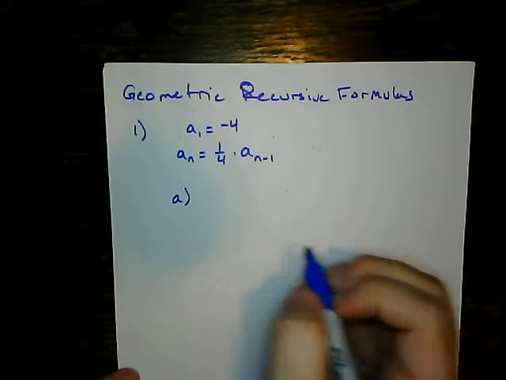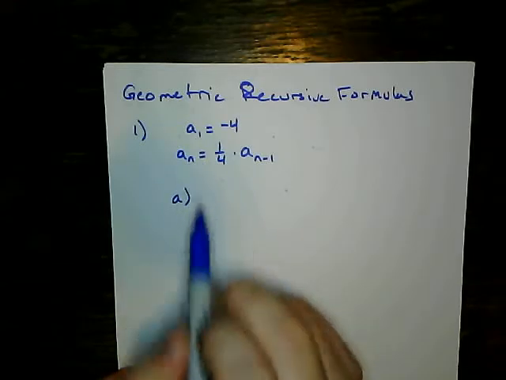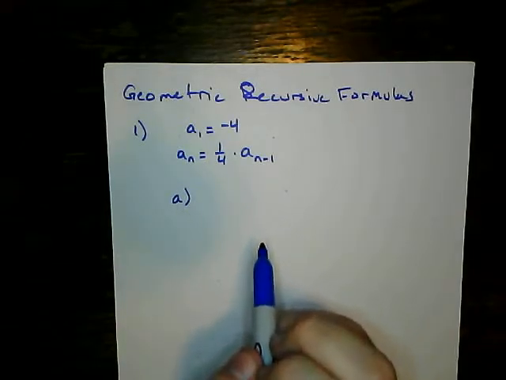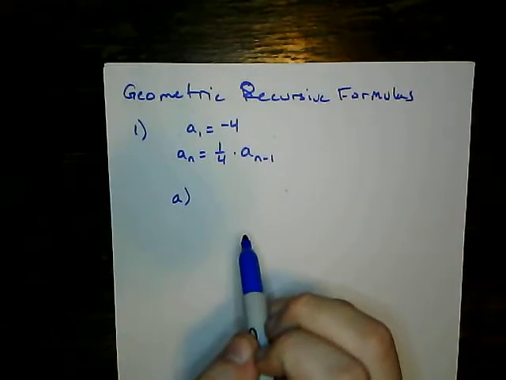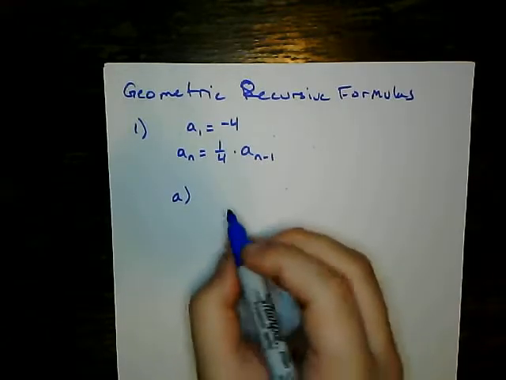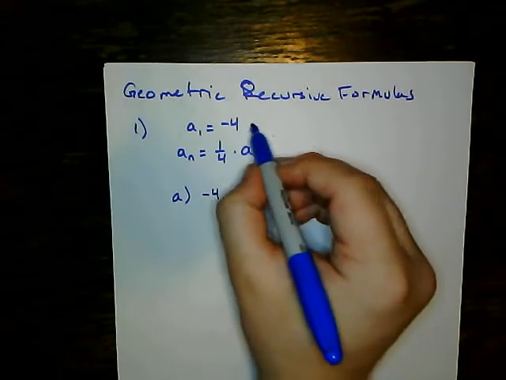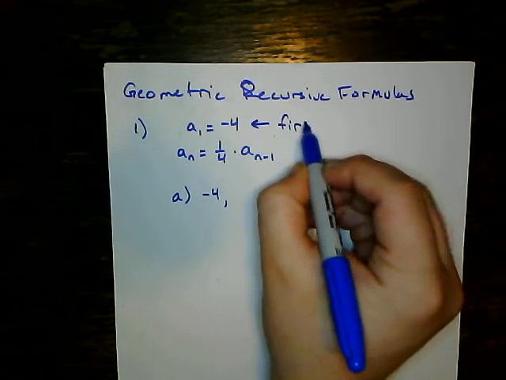So for our first 5 terms, we're always going to be told that first term. Sometimes this might not be the first term, but most of the time it will be a1, the first term. It could be a2, it could be a7, but most of the time it's going to be that first term. So we've got a1 is -4. I got to figure out what our pattern is. I'll label that our first term.